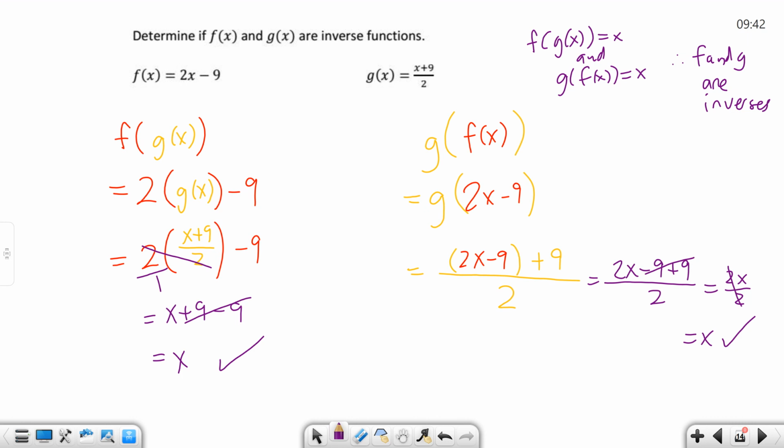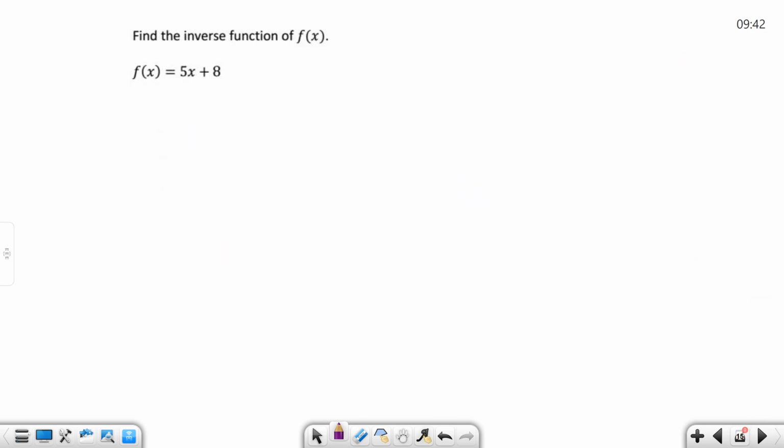But then if you're told to show two functions are inverses or to determine if they are, this is how you do that. If either one of them had not been x, it would not have been the inverse.